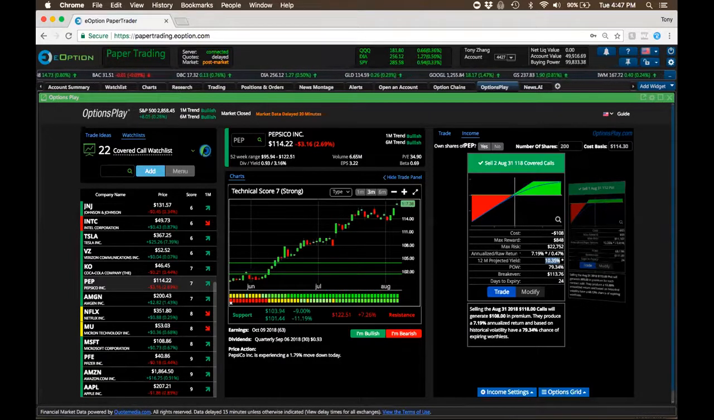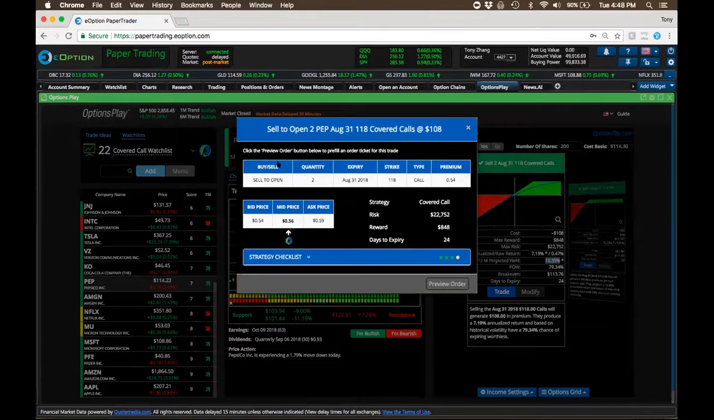So this provides you with all the details. Simply click on a symbol and it automatically tells you your starting point, gives you all the metrics, and if you decide this is something you want to do, all you have to do is click on the trade button, and what it does is it pre-fills all the details for you.